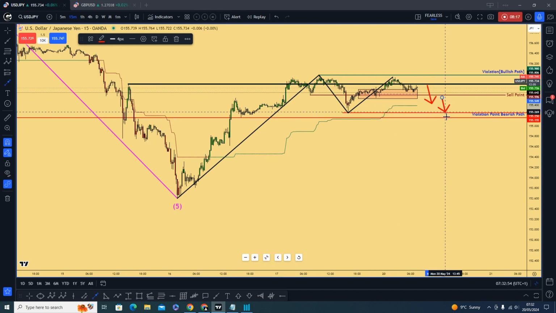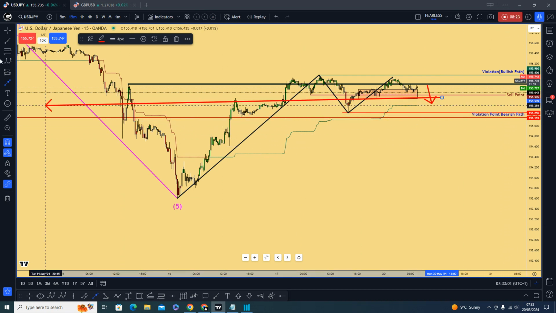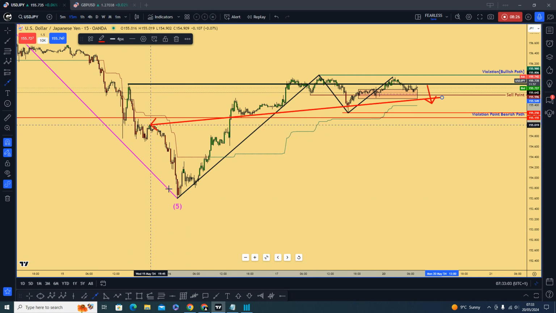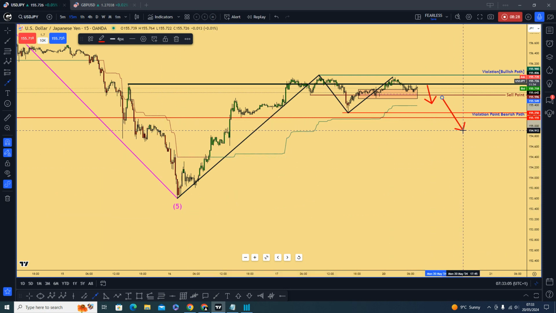Then if we proceed to break here, boom, that means the bearishness has continued. Remember, we have a violation point, bearish violation point when this thing came down before. Then this will be a continuation move. Okay, and we should be expecting the low to be broken. For me, this is a continuation trade.